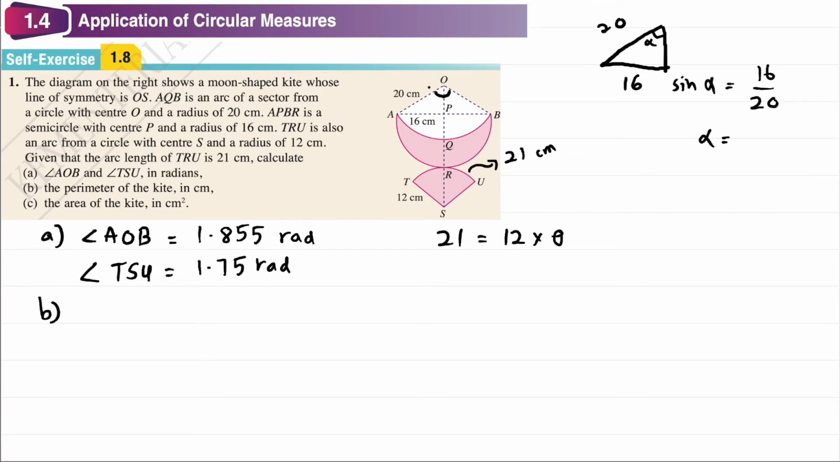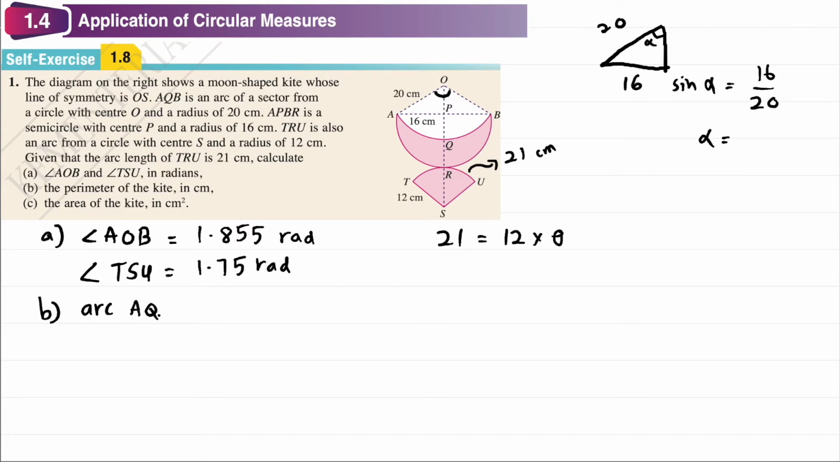Okay. B, perimeter of the kite. That means the pink part. So you have to find the sector's arc length, and then the circumference of the half circle, and then we have to find the perimeter of the TSU sector. Okay, let's do this together. So we find the arc first.